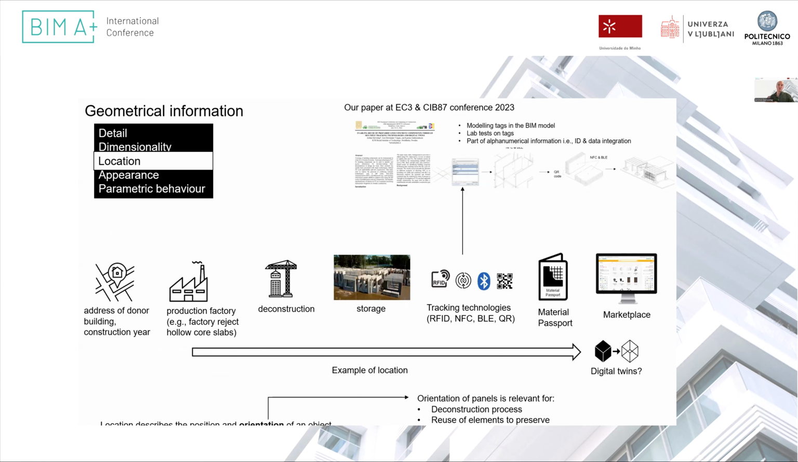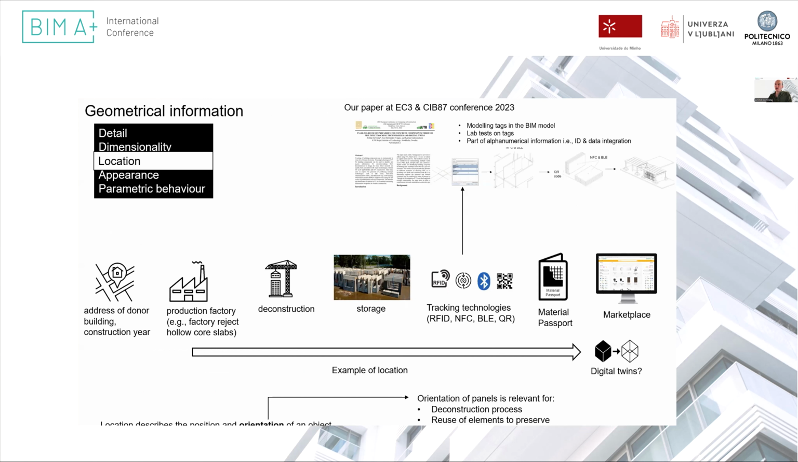Without too much further ado, just to give a quick example, the standard describes the location, the position and orientation of the object, and this is something that is still important for concrete because we want to use a wall as a wall, a slab as a slab, usually if we are using the whole element and not just the concrete block. So this is an important aspect.